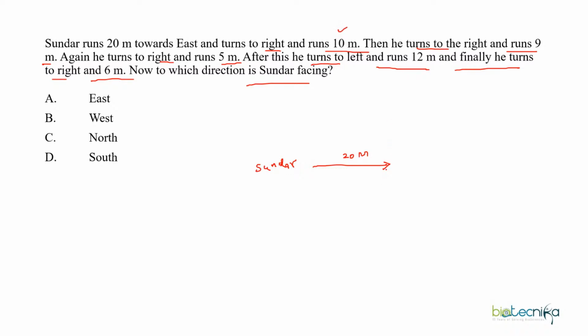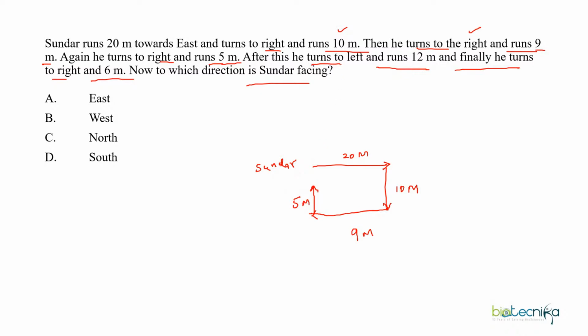So यहाँ से right कहाँ हो जाएगा? South की तरफ. That means here he is running 10 meter. Okay. And then he turns to the right and runs 9 meter. That means इस point से वो वापस से right मुड़ा है. Right मतलब फिर से इस तरफ मुड़ा है और फिर से 9 meter he ran. Okay. Again he turns to right and ran 5 meter. ठीक है. So यहाँ से वो 5 मीटर दौड़ा है फिर से.